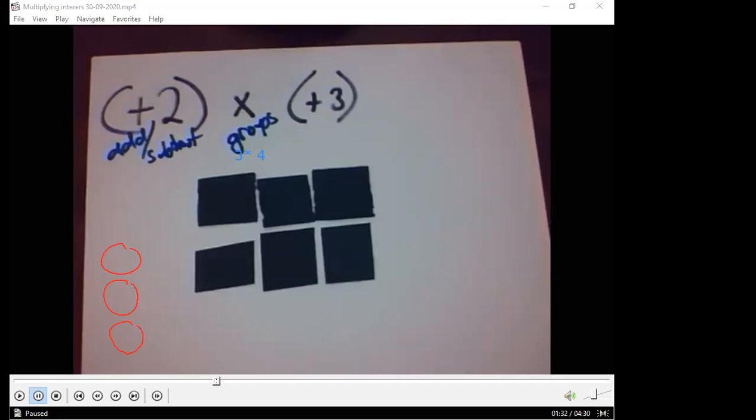3 times 4. Translate with me, grade 7. This one is what? Add 3 groups consisting of how many? Consisting of 4. Then I'm looking for 3 groups. 1, 2, 3. Each one consists of 4. Then 1, 2, 3, 4. 1, 2, 3, 4. 1, 2, 3, 4. And each one is positive.